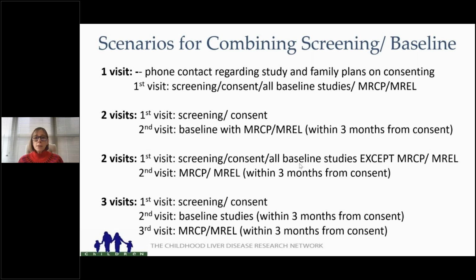What you can't do is use the research MRCP as a clinical MRCP. Right. Correct. Because I've gotten that question as well. So unfortunately you can't. But here's the other thing.